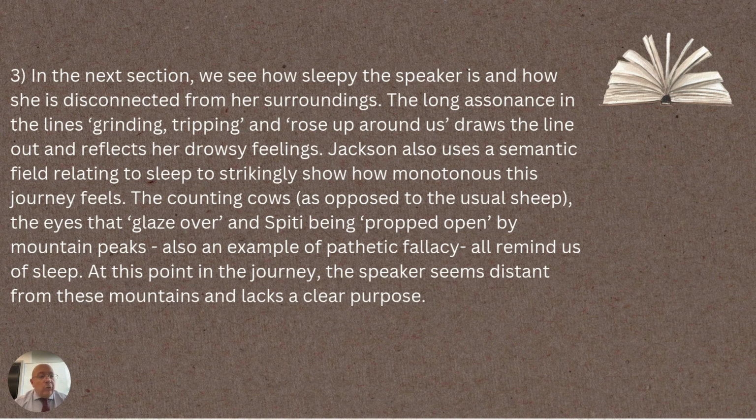Jackson also uses a semantic field relating to sleep to strikingly show, there's that key word again, how monotonous this journey feels. The counting cows, as opposed to the usual sheep, the eyes that glaze over, and Spitti being propped open by mountain peaks, also an example of pathetic fallacy, all remind us of sleep. At this point in the journey, the speaker seems distant from these mountains and lacks a clear purpose. Again, final sentence kind of wraps things up.